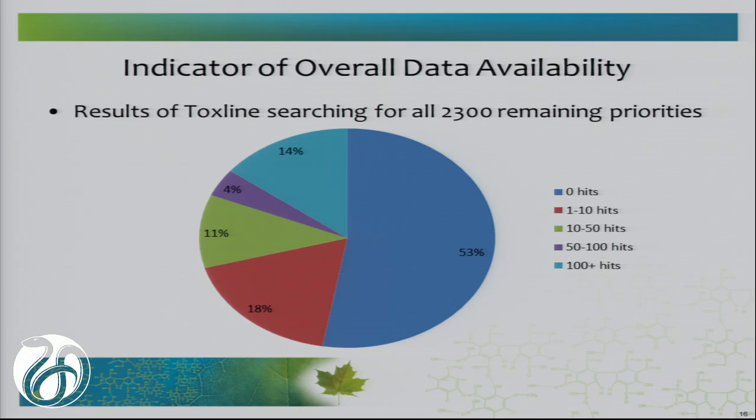18% had very few hits, and because ToxLine's not only relevant to human health, typically that 18% will join the 0 hits when we go through the actual data. So that leaves us with only about 29% of our remaining priorities that have actual empirical data that we can do things with. I know this is only one source, so there may be other data out there, but it really highlights the need for the innovative assessment approaches involving the high throughput screening data and/or modeling.